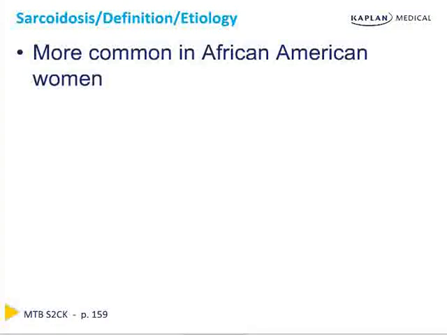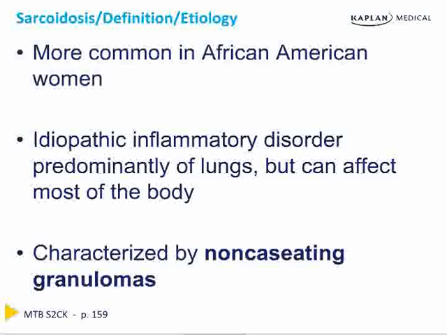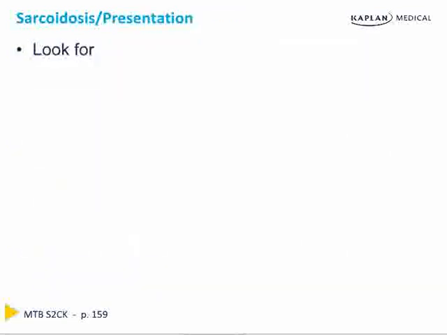Firstly, sarcoidosis is a disease that's actually most common in African American women. It's an idiopathic inflammatory disorder, predominantly of the lungs, but can affect pretty much any organ system in the body. It's characterized by infiltration of non-caseating granulomas. That's the key to identifying sarcoidosis.